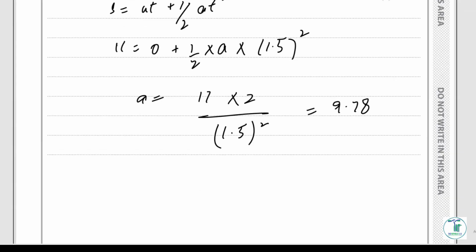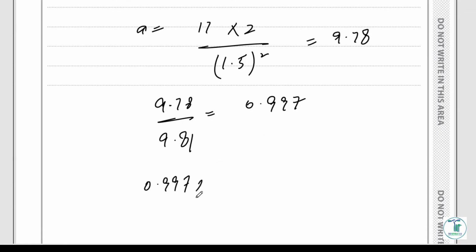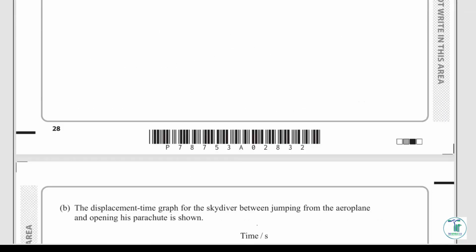And if you want to write this 9.78 in terms of g, just divide it by 9.81, and that comes out to be something like 0.997. So 0.997 g. So 0.997 is greater than 0.95 g. If it is greater than 0.95 g, what does that mean? That air resistance can be considered negligible. So they're right in their assumption.